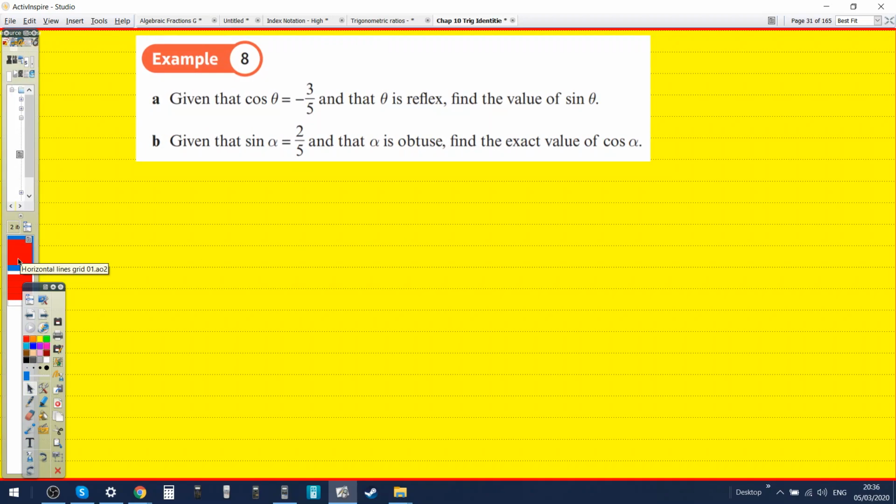Cos theta equals minus 3 over 5. Theta is reflex. What does reflex mean? Does it mean greater than 90? Greater than 180, I believe. Okay. So there's acute and obtuse which relate to 90, and then reflex is 180. Is there an opposite to reflex? I imagine acute is kind of the opposite.